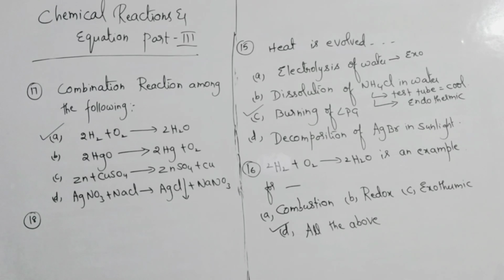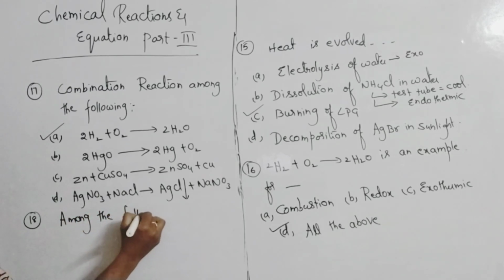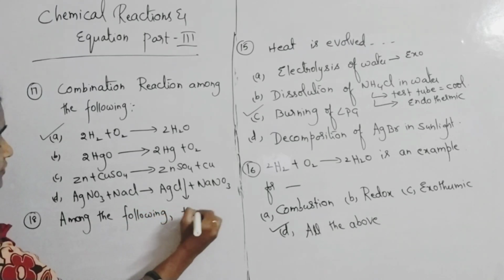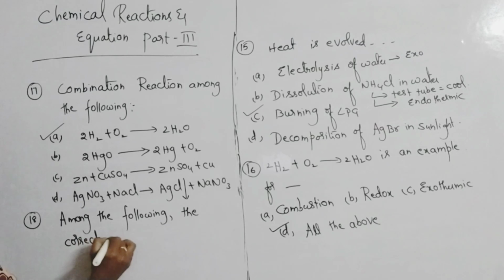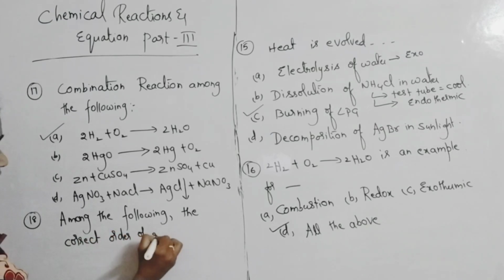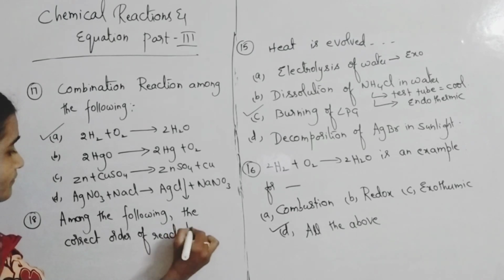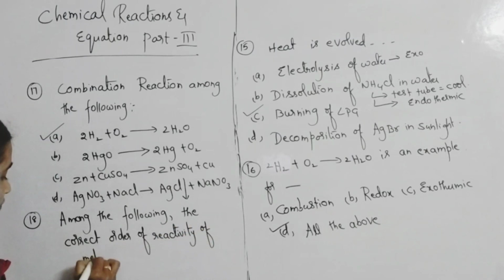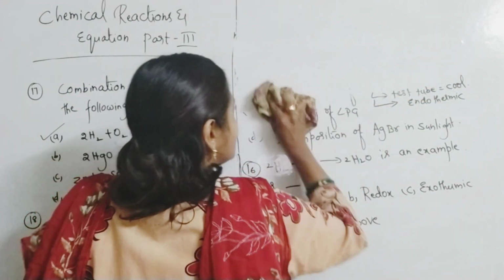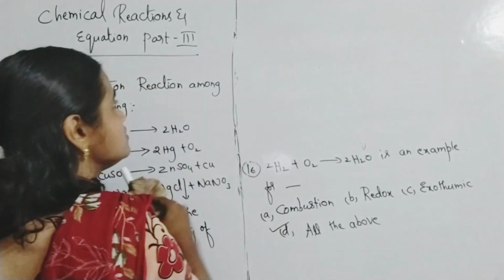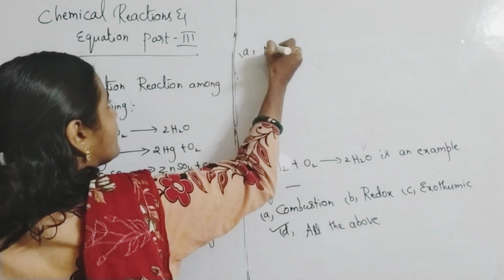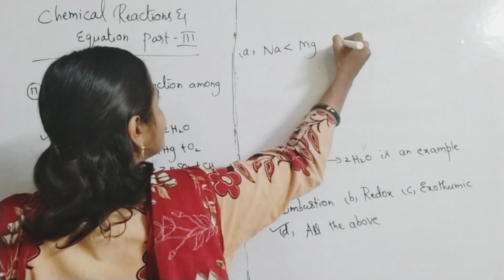Question number 18. Okay. Among the following, the correct order of reactivity of metals. What is the correct order of reactivity of metals? Okay, what are the options given to you? Option A, Na less than Mg. Na means what? Sodium. Mg means magnesium.